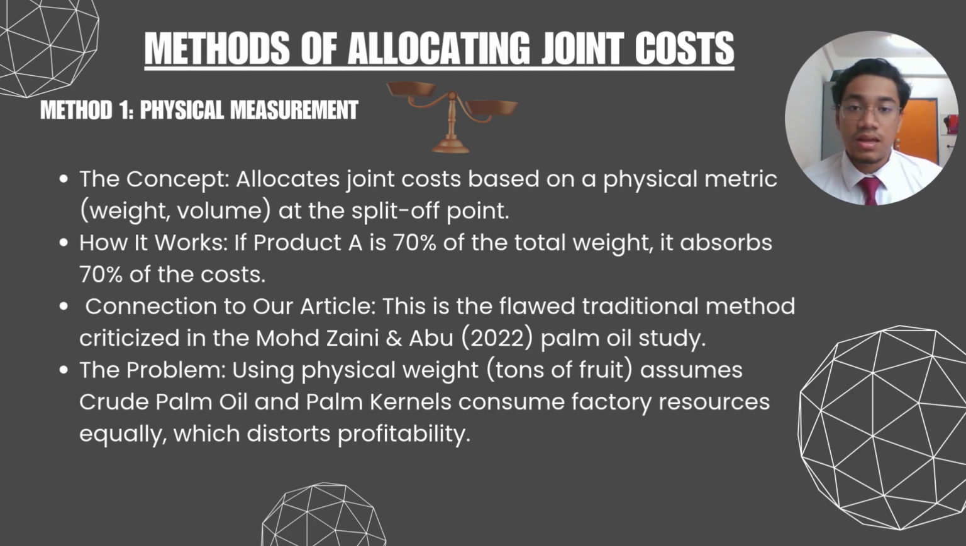Since it is a straightforward method and easy to apply, it is the method that the core research of our presentation, the 2022 study by Muhammad Zaini and Abu on the Malaysian palm oil industry, heavily criticized. Allocating costs by physical weight assumes that producing a ton of crude palm oil and a ton of palm kernels consumes the exact same amount of factory resources and machine time. Operationally, that is rarely true, as the article highlights.